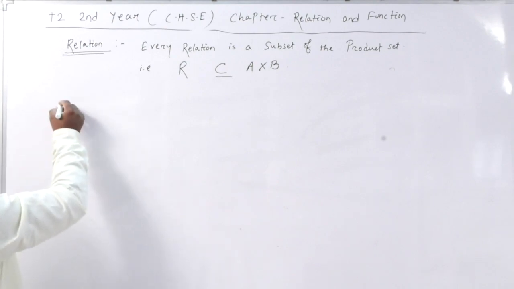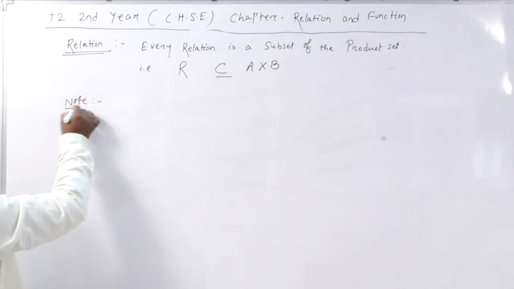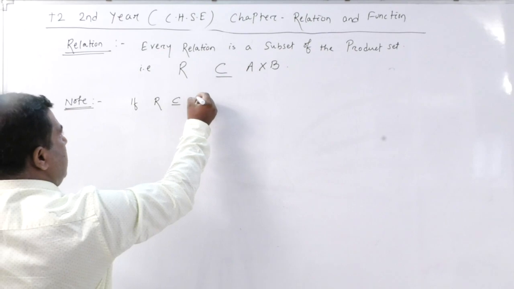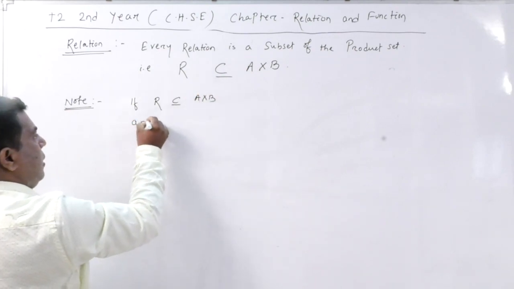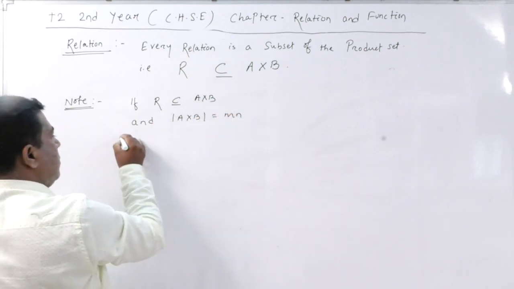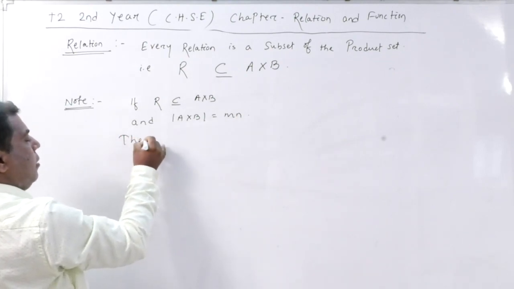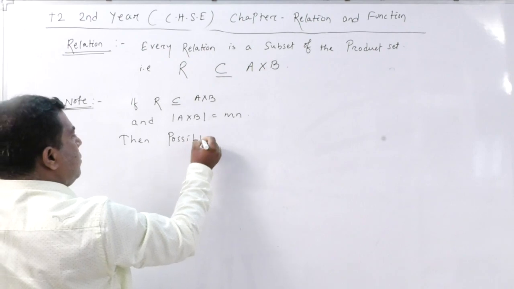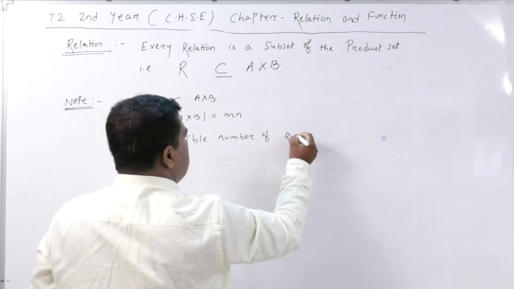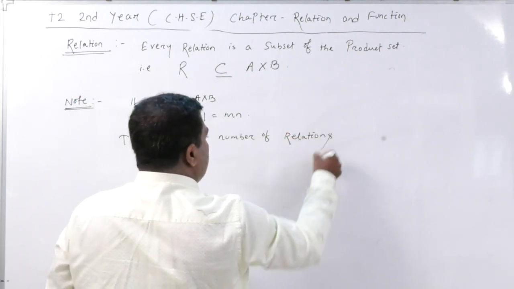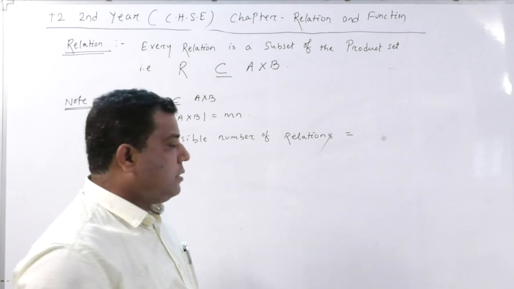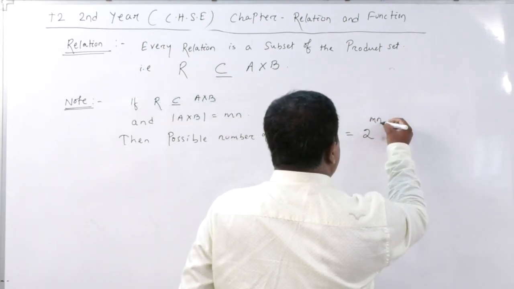In a note: if R is a relation of A cross B, and the cardinality of A cross B equals mn, then the possible number of relations equals how much? Yes, it is 2 to the power mn.